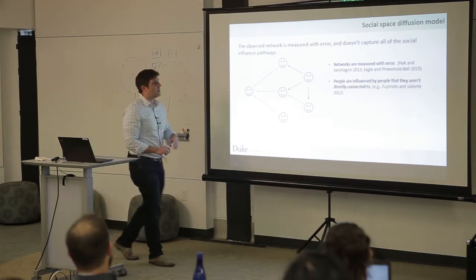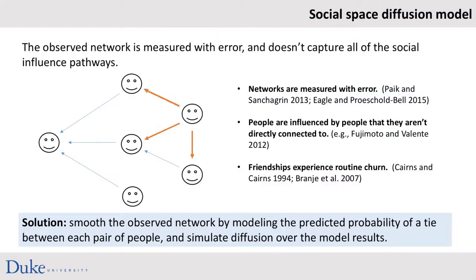Another possibility, as I mentioned, is that people could potentially be influenced by people that they're not directly connected to. So Fujimoto and Valente made this argument to say that people are influenced by people who are structurally equivalent. So that is people who are not the cool kids, but are kind of the hangers-on. Even if they're not directly friends, they're all potentially influencing each other there. So that's some suggestion that there's a social space effect going on as opposed to necessarily an actual observed effect. And then last but not least, there is a fairly large amount of churn on a daily or routine basis in network ties.